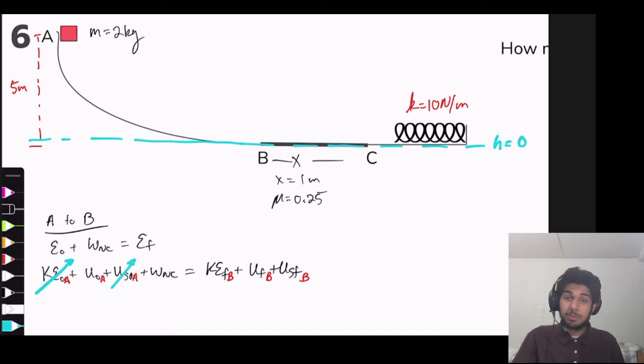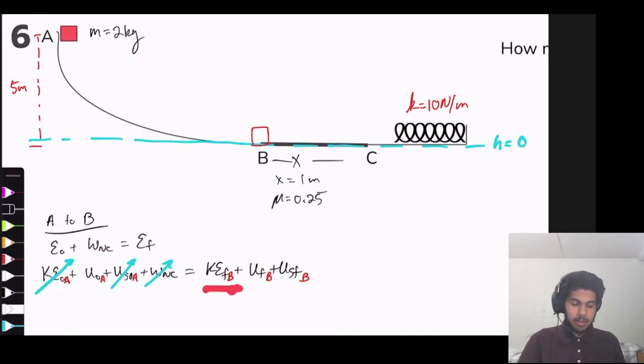Are there any non-conservative forces? No. We know that there's no friction that was given to us. It's a frictionless surface from A to B, and there's no other non-conservative forces to worry about. The only other forces are really gravity and the normal force, but neither of those are non-conservative, so that goes to 0. Wonderful.